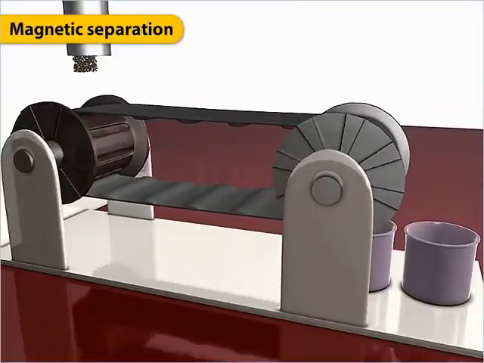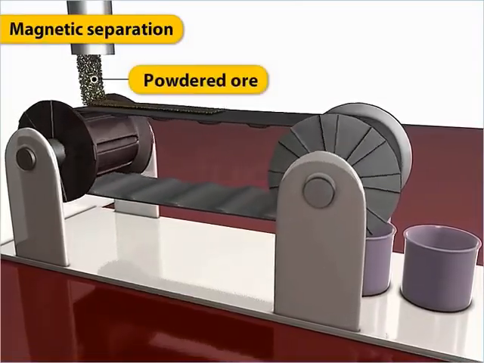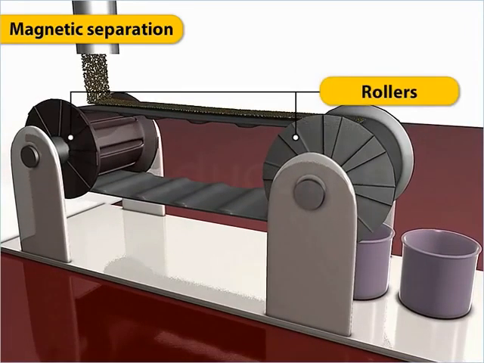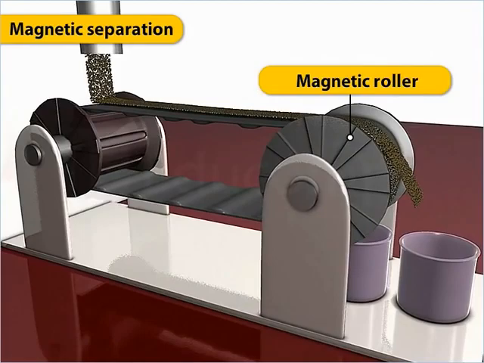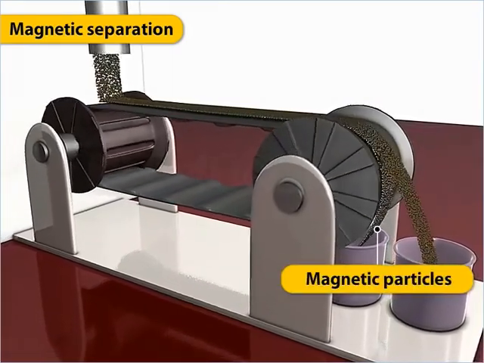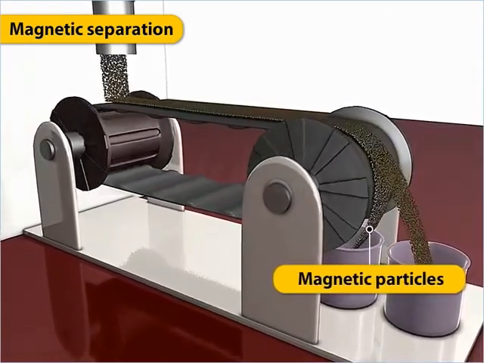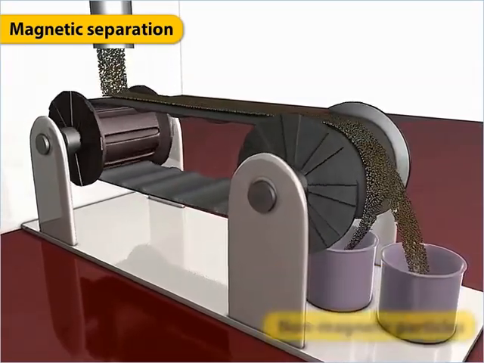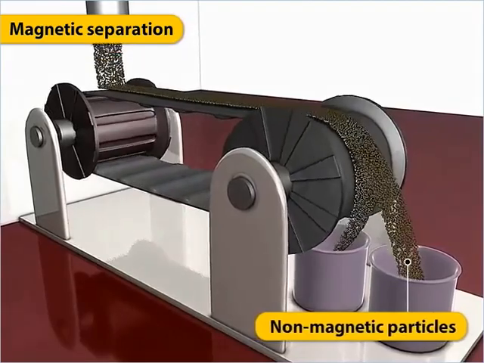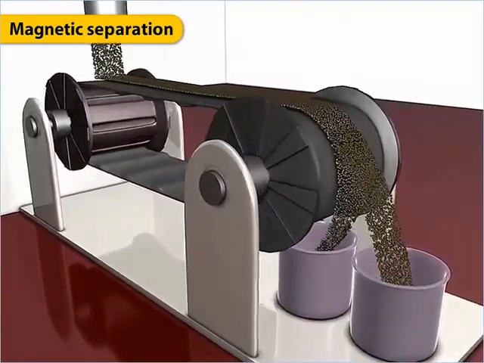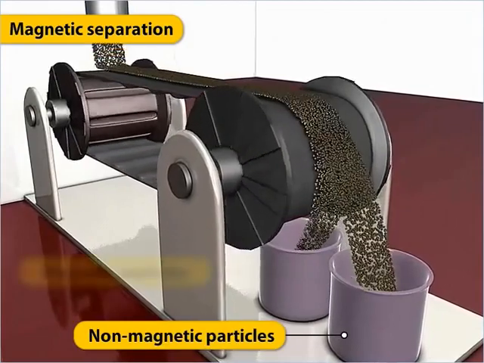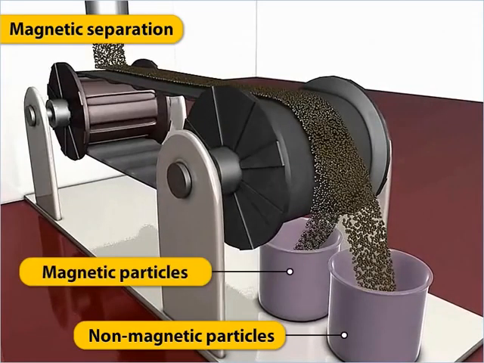In magnetic separation, powdered ore is passed over a conveyor belt running over two rollers, one of which is magnetic. The magnetic particles get attracted to the magnetic roller and travel a little longer distance with the conveyor belt than the non-magnetic particles. Therefore, the non-magnetic particles drop down first, forming a heap, whereas the magnetic particles drop down a little later, forming a separate heap.